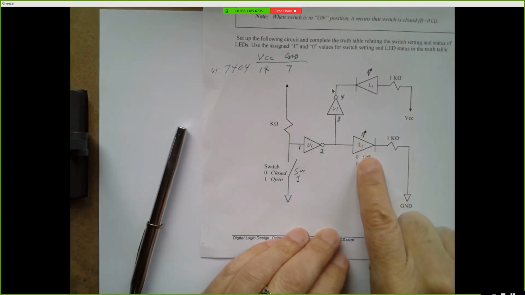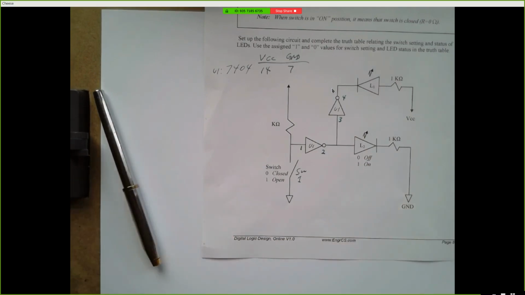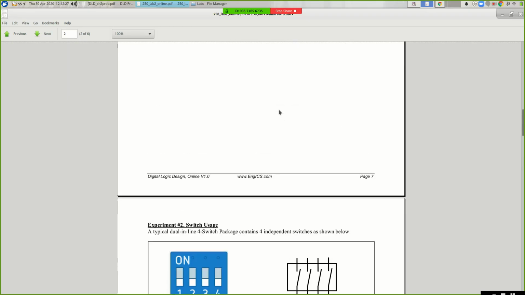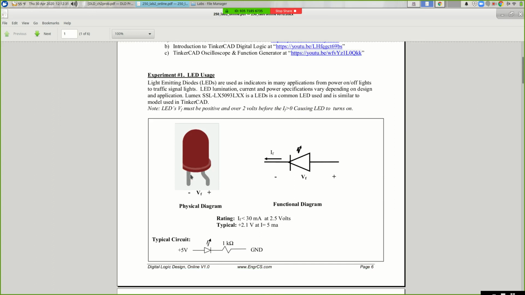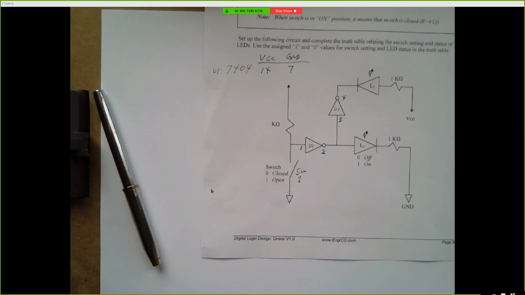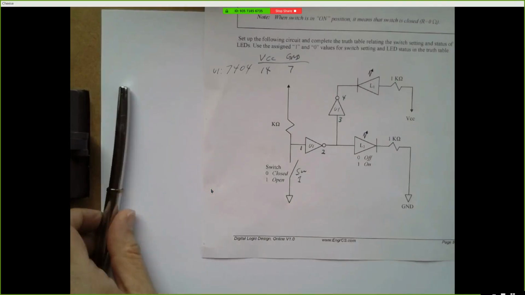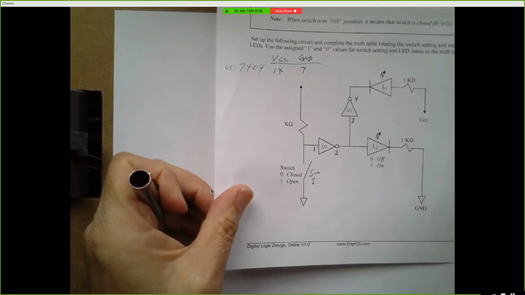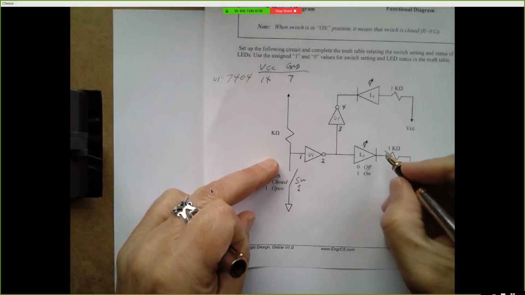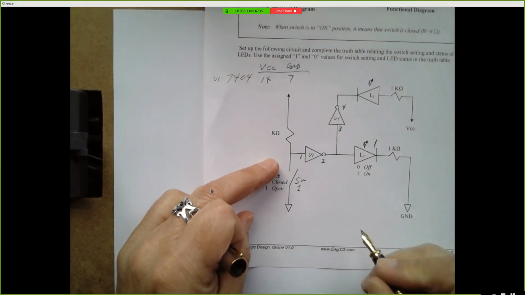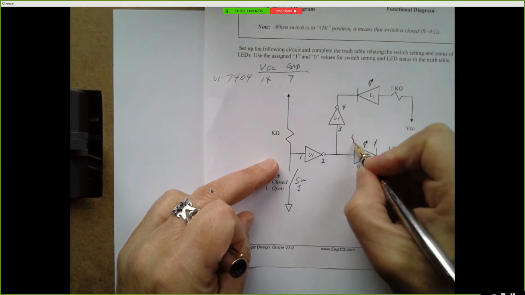L1 and L2, those are LEDs. Okay, and if you look at the lab, there's a picture on the first page saying how these LEDs are wired. The straight wire goes to ground, the bent wire goes to positive. Okay, so I'm going to put a little note on my diagram here. Now this is not a standard notation, this is just for me. The straight wire goes to ground, so I'm going to label this end with a little straight line and this end with a bent line.